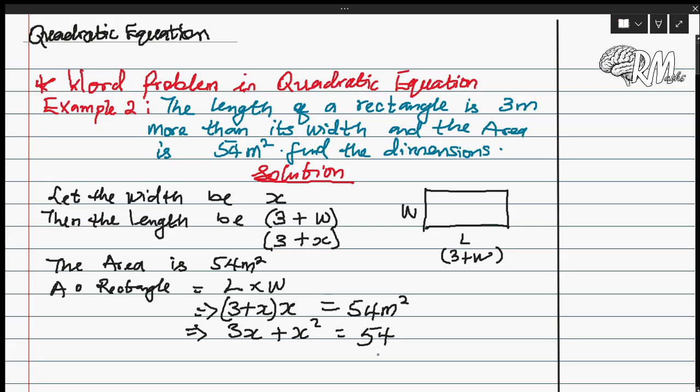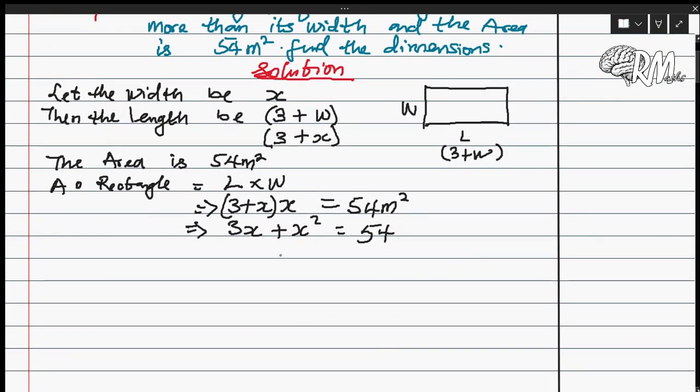I'm just going to drop the meter square for now so I can solve it normally. So I will arrange this question as x squared plus 3x, and when plus 54 travels to the other side, it becomes minus. So I have it here: minus 54, equals 0.